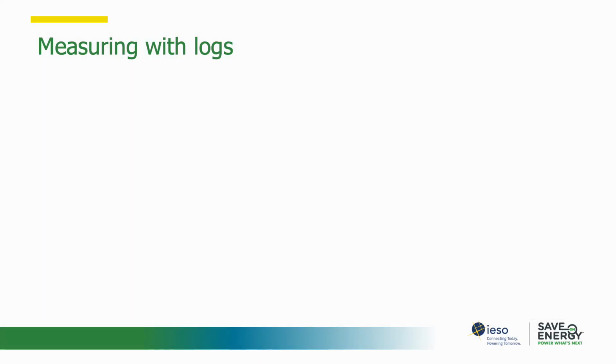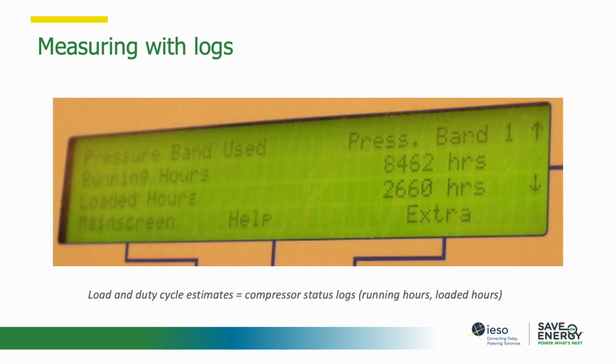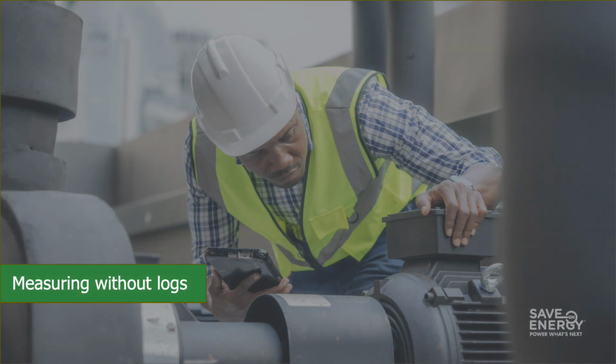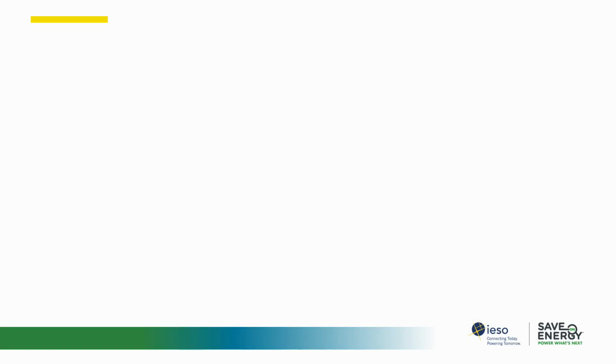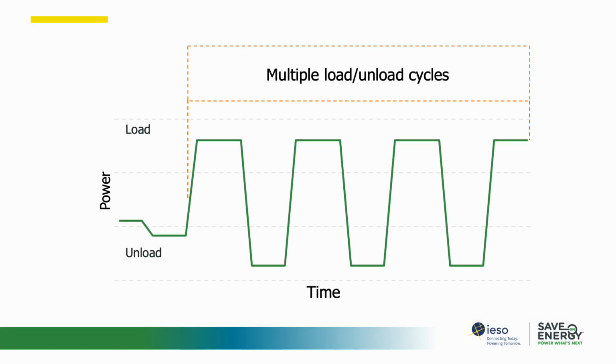To estimate the load and duty cycle, start with the compressor status logs. These data can include total running hours and loaded hours. If your compressor doesn't have a status log, you can use a simple on-off motor logger or a stopwatch during operating hours to time the length of the load and unload cycles. Your measurement should last long enough to get a representative sample of cycles.